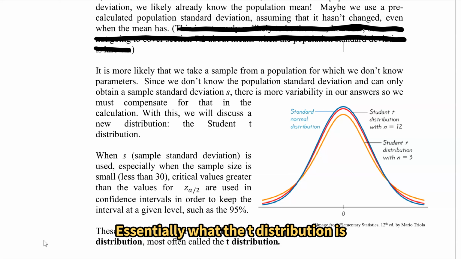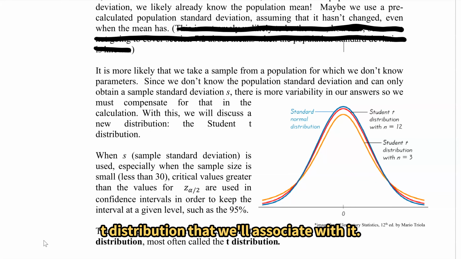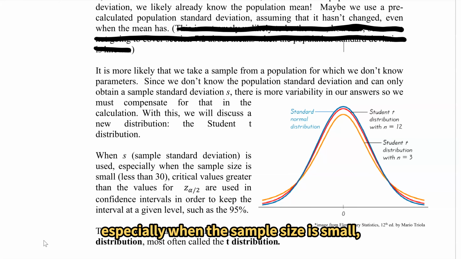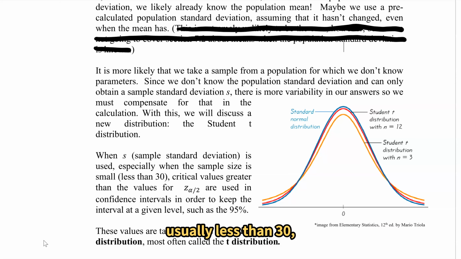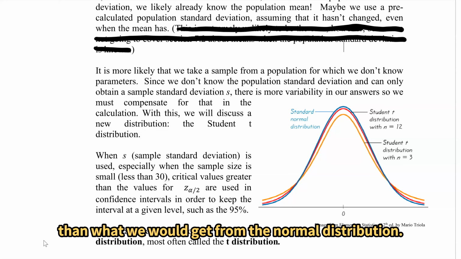Essentially the t distribution is a family of distributions based on our sample size. So every sample size has a different t distribution that we'll associate with it. And if we're using the sample standard deviation, especially when the sample size is small, usually less than 30, we need critical values that are bigger than what we would get from the normal distribution.